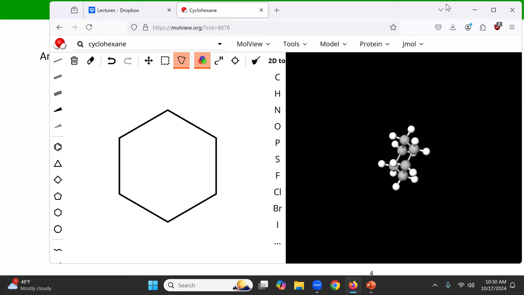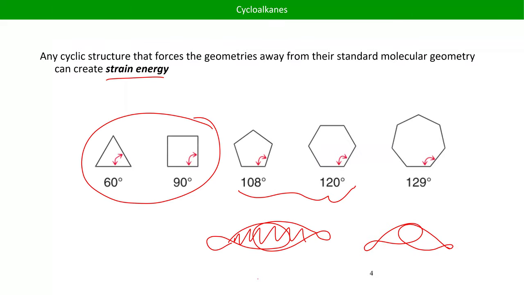So by having three dimensions to work in, we actually can get these cyclohexanes to be really, really stable, which is why they're so common. And then once you take all of these carbons, you make them sp2.